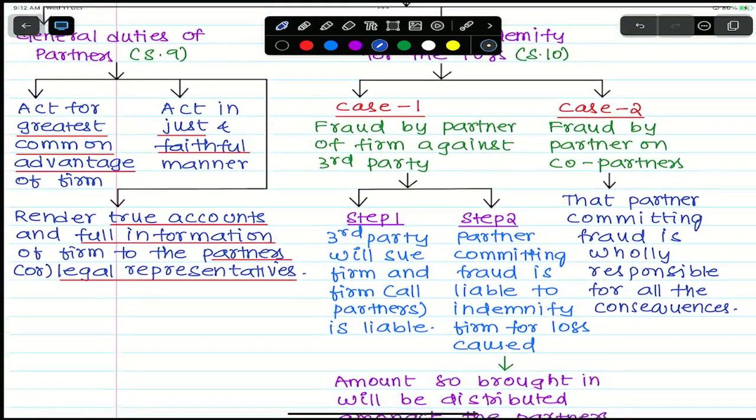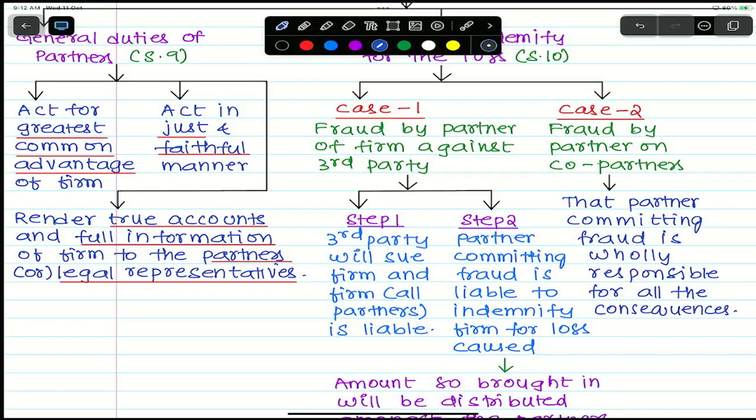So if the fraud is caused by the partner on the co-partners, who is liable? That partner only will become wholly responsible for all the consequences.